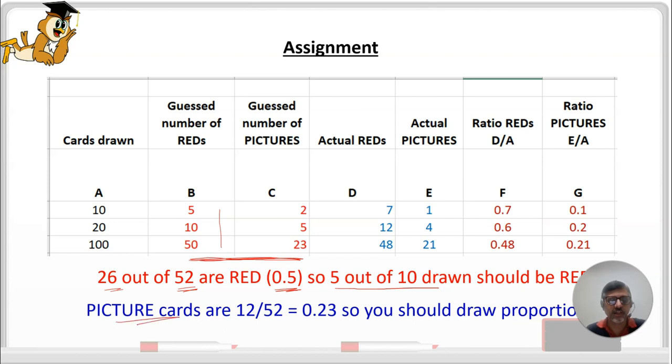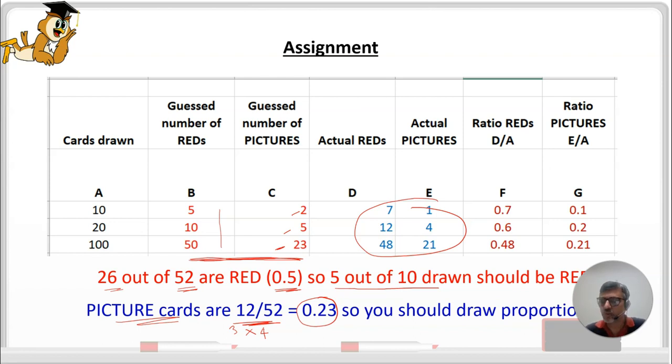For picture cards, there are 12 out of 52. 12 because 3 into 4, right? 3 per suit and 4 suits. So 12 upon 52, and that is 0.23. So proportionately your guesses should have been 2, 5 and 23. This should have been the number of guesses for picture cards. Now the actuals will of course differ. They will differ not only from your guesses, but they will differ from individual to individual.